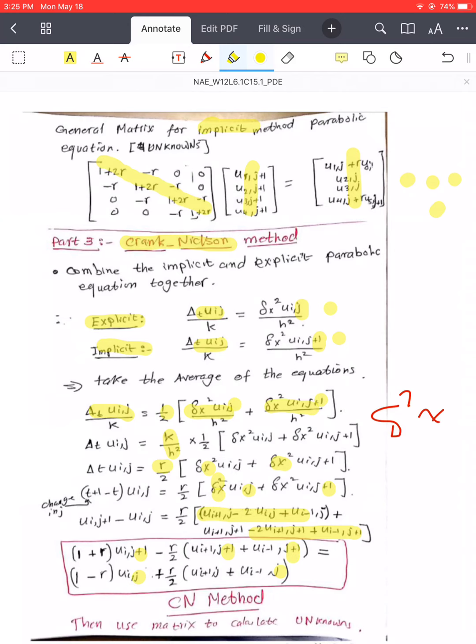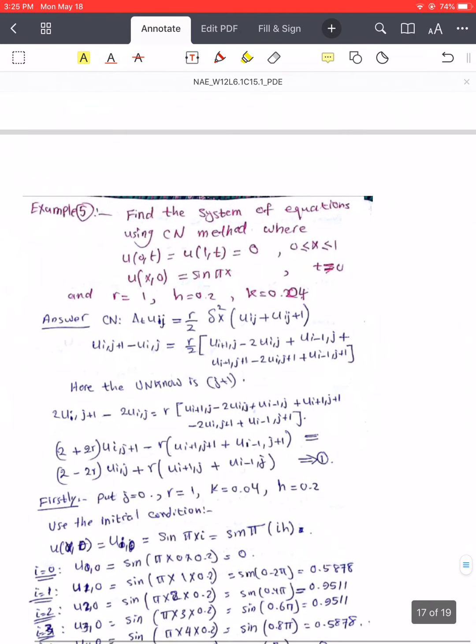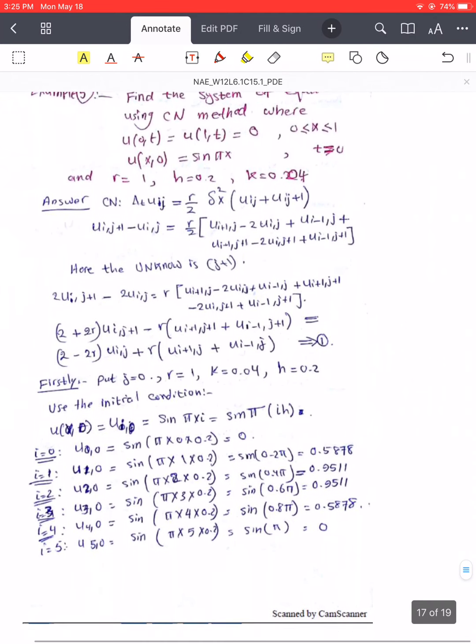So in that case, it should look like 3 unknowns on the left-hand side, and the 3 knowns on the right-hand side. So it looks like this. This is the Crank-Nicolson method. So just as before, how can we use it? We'll give a simple example, the same example as before.